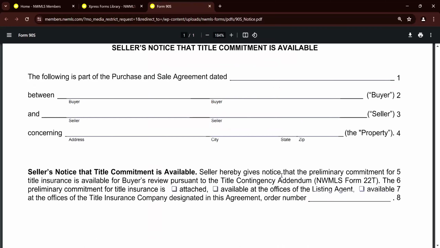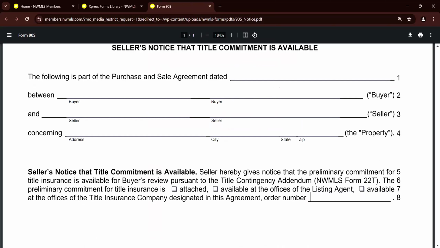Seller hereby gives notice that the preliminary commitment for title insurance is available for buyer's review pursuant to the title contingency addendum Form 22T. The preliminary commitment for title insurance is attached or available at the offices of the listing agent or available at the offices of the title insurance company designated in this agreement. Here's the order number. Did you know this was even available?